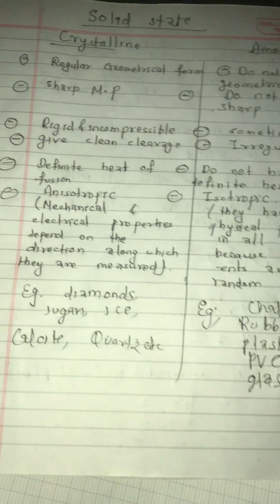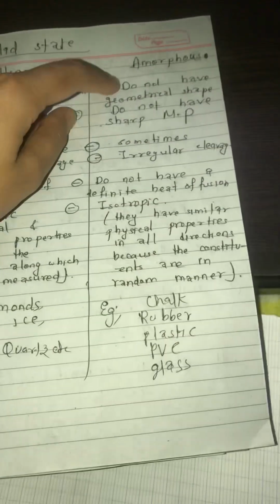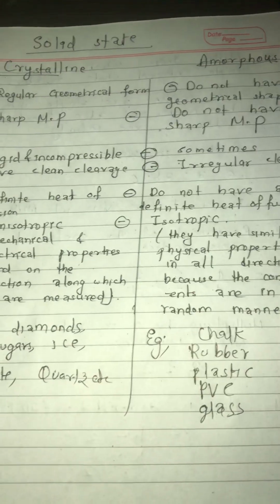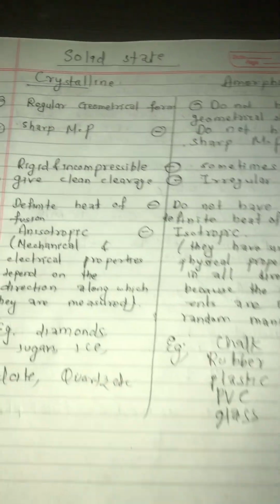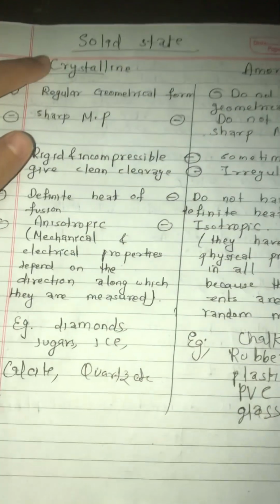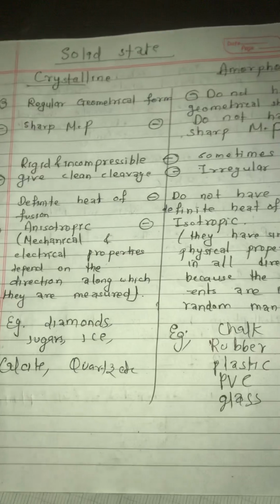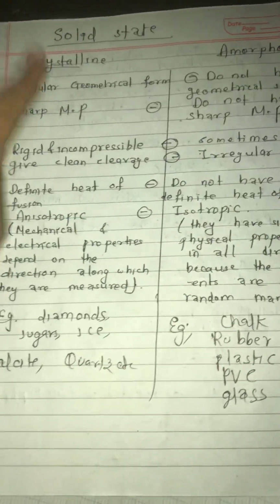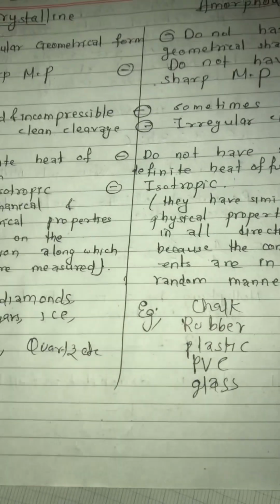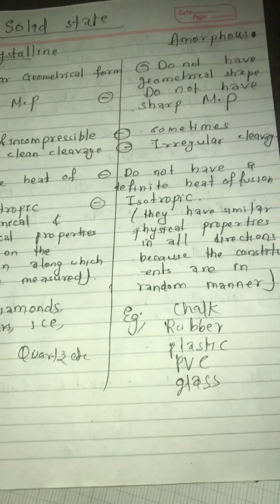Next is about the compressibility. Crystalline solids are rigid and incompressible, while amorphous solids too are usually rigid and cannot be compressed to any appreciable extent. The next is about clean cleavage. When crystalline solids are cut with a sharp-edged tool, they give clean cleavage. That is, they break into two pieces with plain surfaces, while amorphous solids give irregular cleavage. That is, they break into two pieces with irregular surfaces, unlike the crystalline solids.